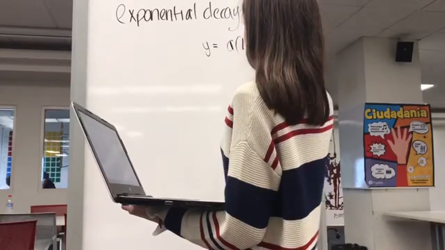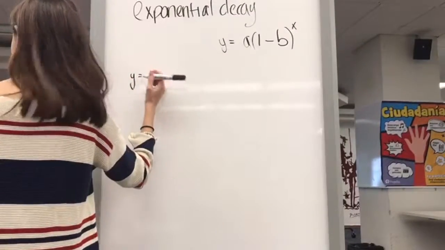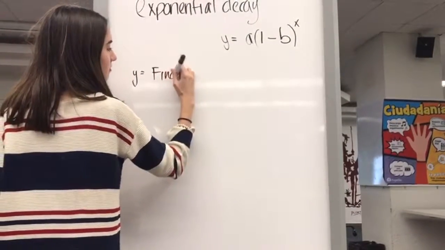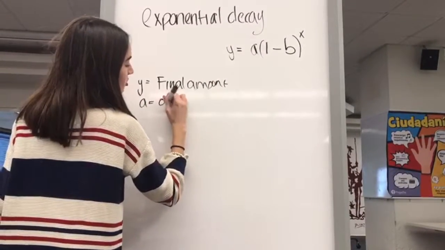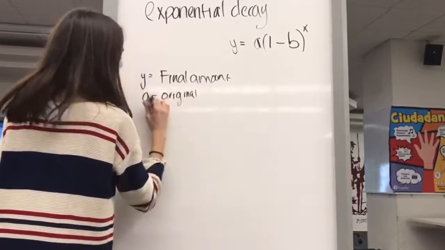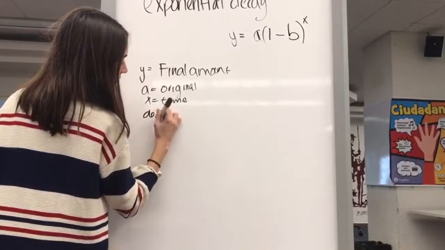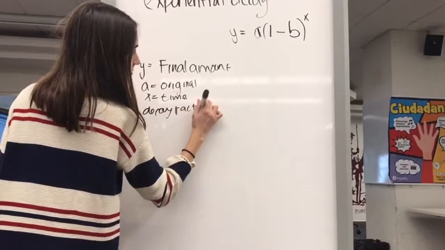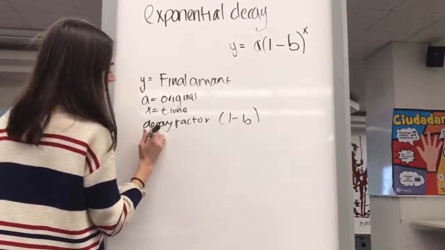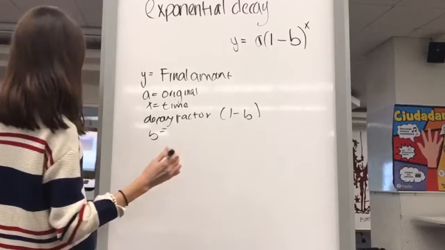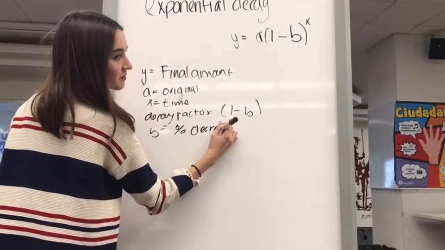Okay, so this is the exponential decay, and the formula we have to use is y equals a(1 minus b) to the x. Y means the final amount. A means the original. X is time. The decay factor is 1 minus b. And the variable b is the percent decrease in the smaller one.